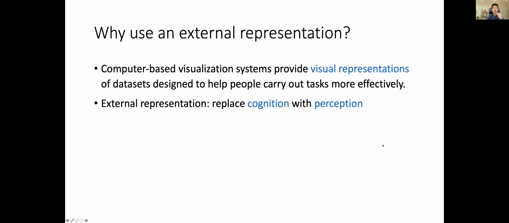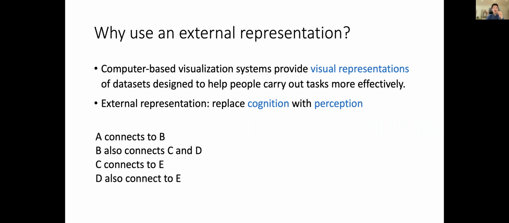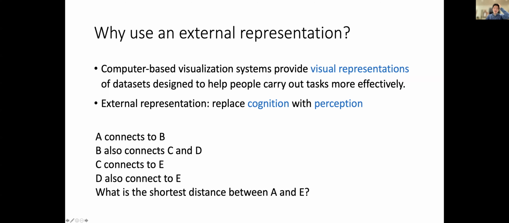I'll give you a quick example here. Just imagine this is the data you were given. A connects to B, B connects to C and D, C connects to E, and D also connects to E. The question is, what is the shortest distance between A and E? Let's say the distance from A to B is 1 and from B to C is 2.